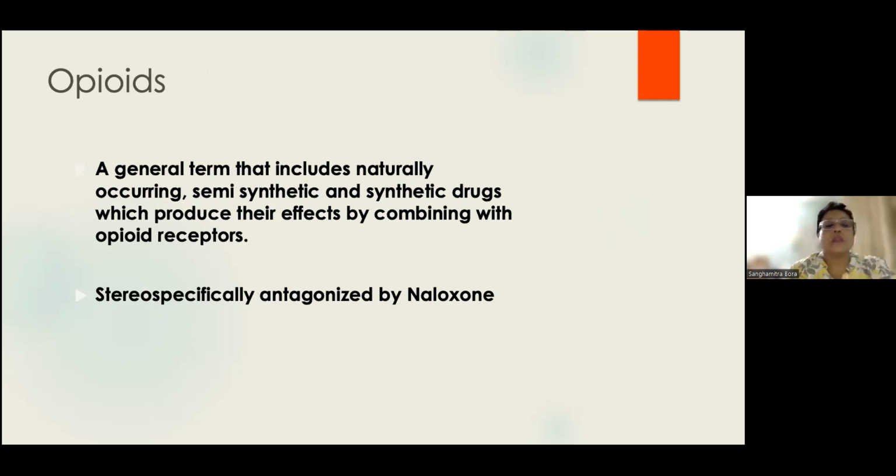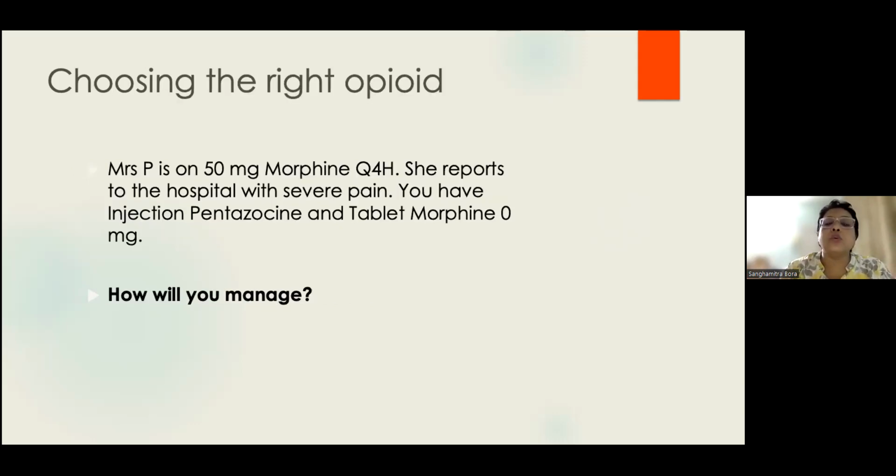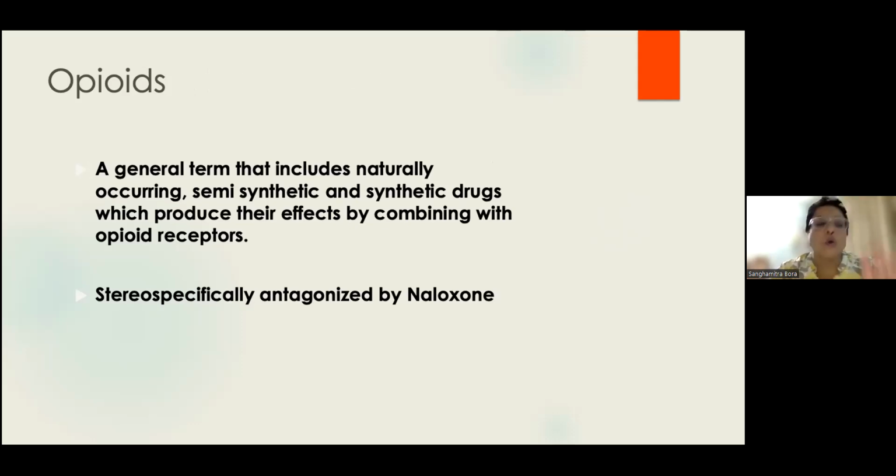Okay, so here we have to understand what the term opioid generally means, because the structure of opioids is related to the kind of interactions that two opioids might have with one another. I'm coming to the details now. Opioids are a general term that includes naturally occurring, semi-synthetic and synthetic drugs which produce their effects by combining with opioid receptors, and they are stereospecifically antagonized by naloxone.